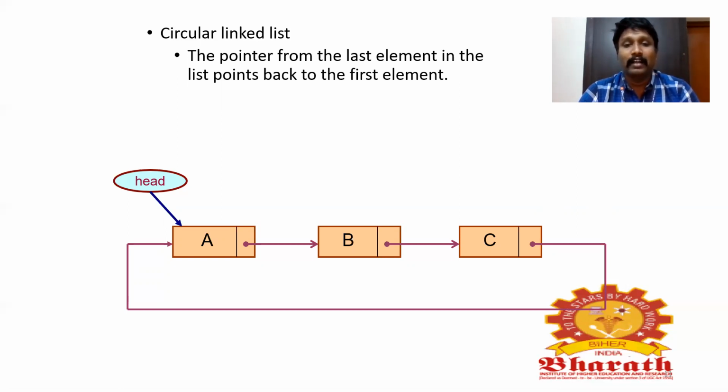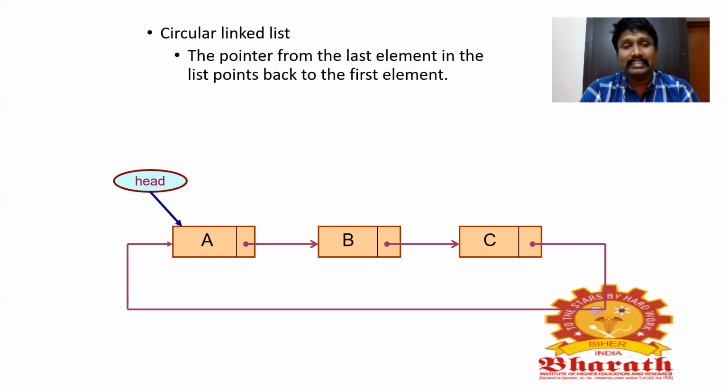How can it be done? How can the last node and the first node be connected? The address of the first node will be stored in the pointer of the last node. What is the use of the pointer? I'm repeating the same thing again. The pointer holds the address where the traversal has to go. It might be the successor or it might be the predecessor.